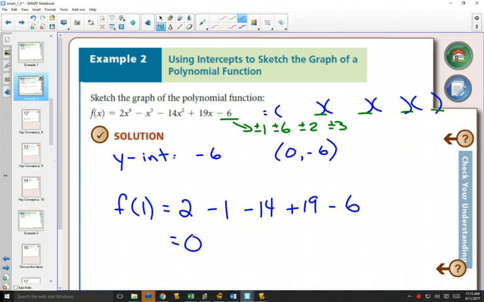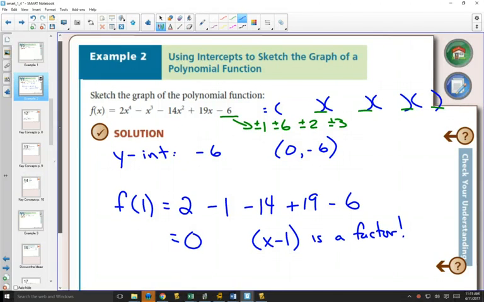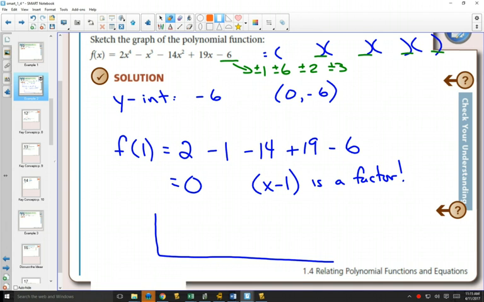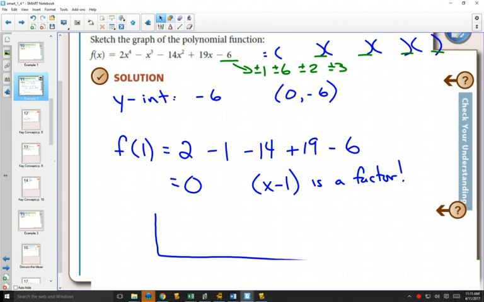0. And since it's equal to 0 when we plugged in 1, this means that x minus 1 is a factor. And so we've already found one of the factors. As soon as you find one of the factors, you use synthetic division. So we're going to need to divide this initial polynomial. So it's already in the correct order, 2, -1, -14.